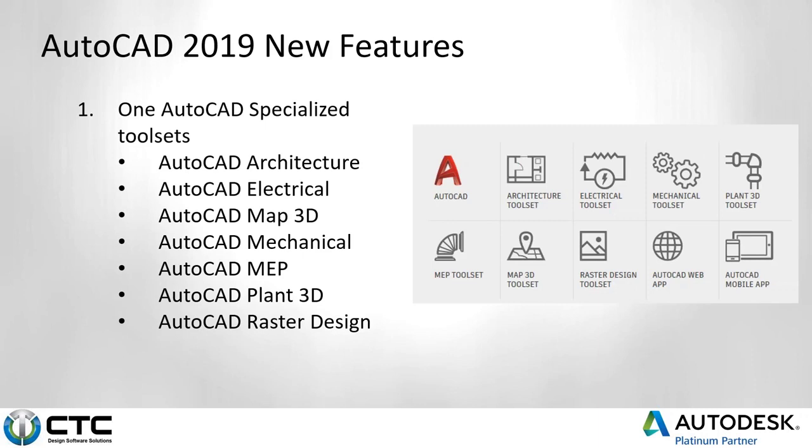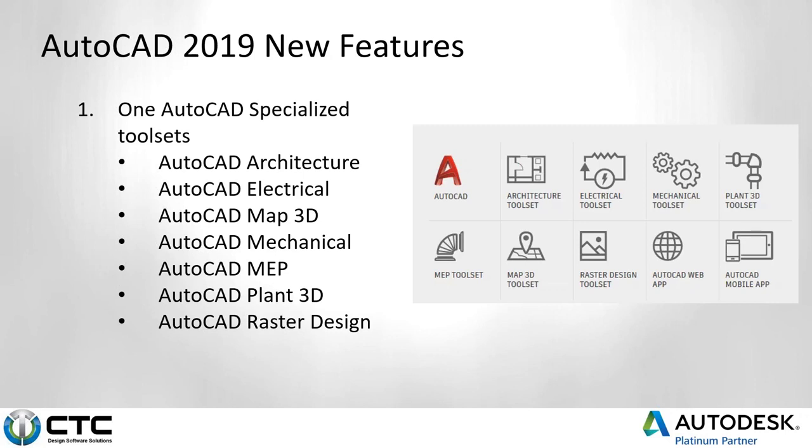So let's get into the first one, the AutoCAD 2019 feature of One AutoCAD with specialized tool sets. Basically, if you purchase AutoCAD 2019, you will gain access automatically to a lot of the vertical products that Autodesk has already made, including AutoCAD Architecture, AutoCAD Electrical, AutoCAD Map 3D, AutoCAD Mechanical, AutoCAD MEP, AutoCAD Plant 3D, and AutoCAD Raster Design. So if you have a license of AutoCAD 2019 with the specialized tool sets, you get this other software already.